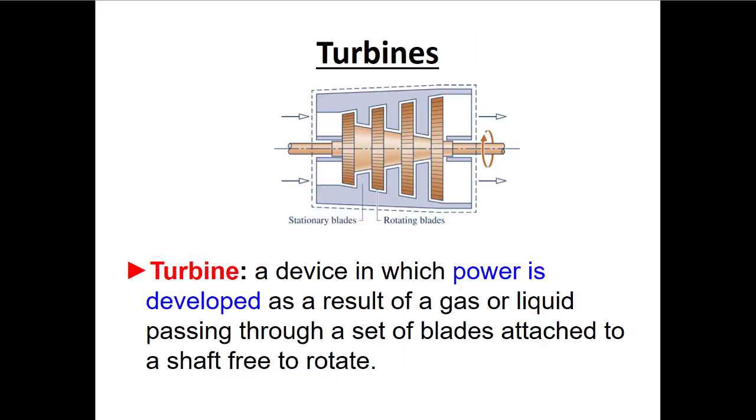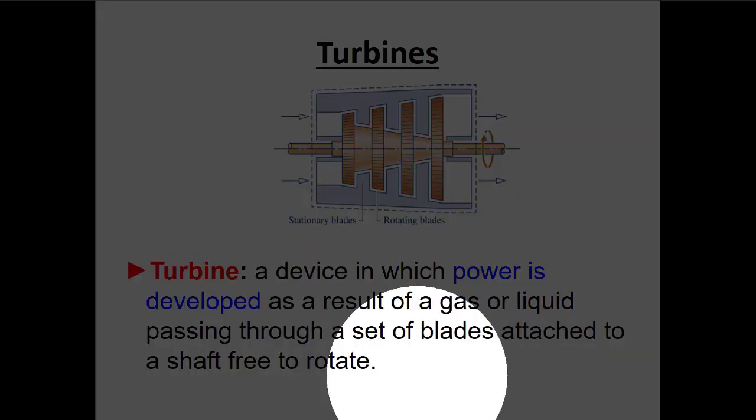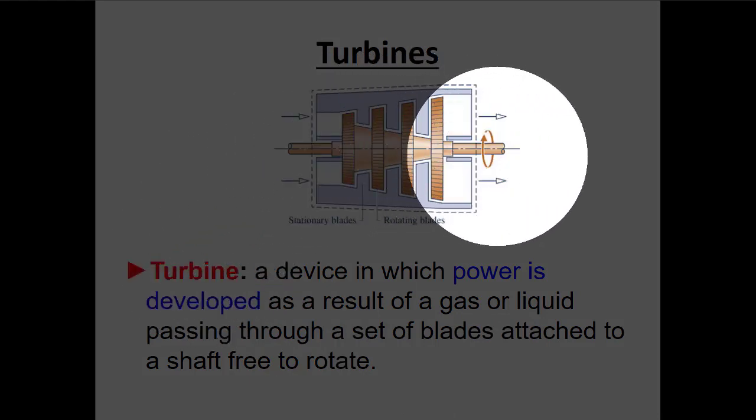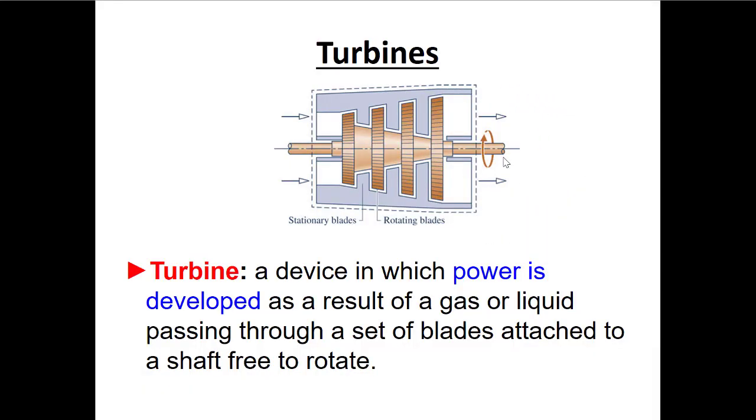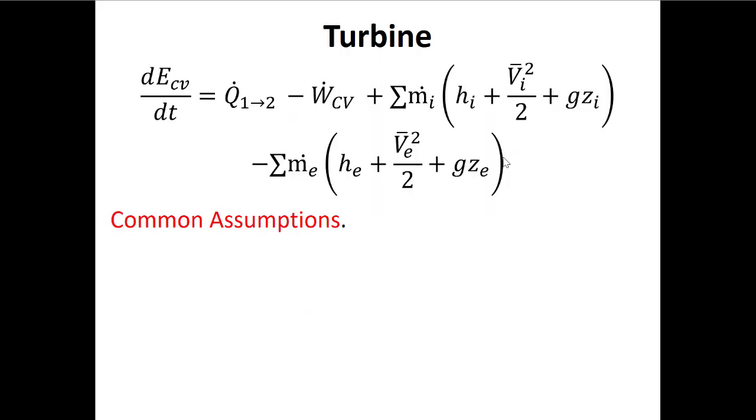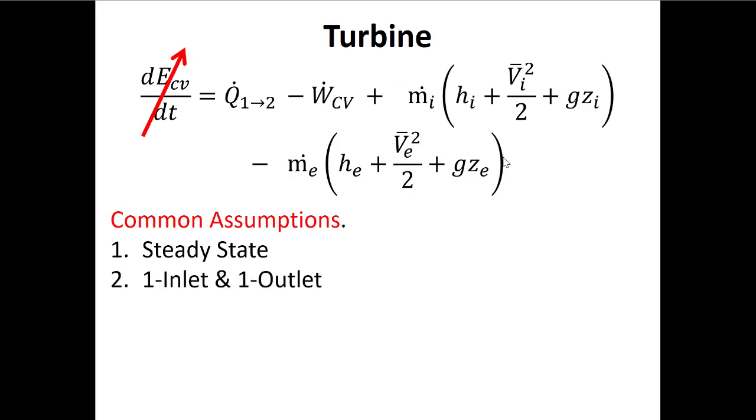So what about turbines, right? So like we've said, turbines are kind of extracting power from the fluid, right? You have this high energy fluid that comes in and it turns these fan blades and turns this shaft. So here there's fan blades inside, so the power term is going to be important. So again, we start with our first law. Steady state, so that first term goes away. One inlet, one outlet, so the summation sign goes away.